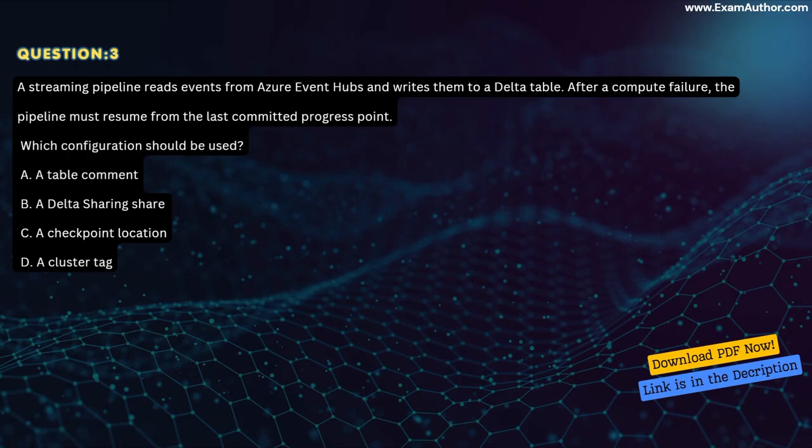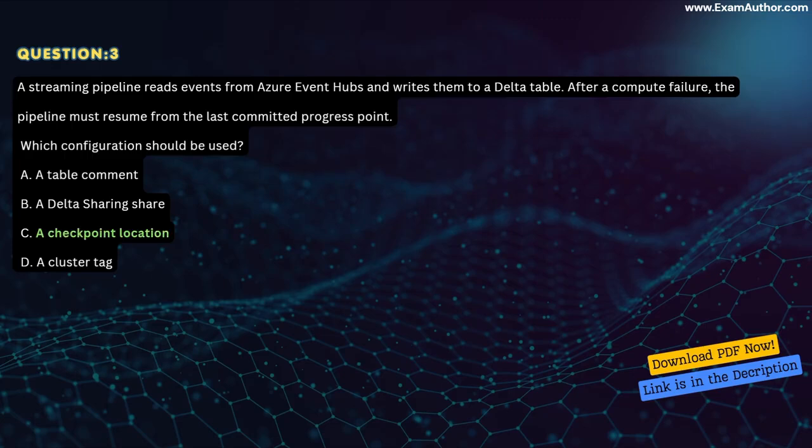Question 3. A streaming pipeline reads events from Azure Event Hubs and writes them to a Delta table. After a compute failure, the pipeline must resume from the last committed progress point. Which configuration should be used? A. A table comment. B. A Delta sharing share. C. A checkpoint location. D. A cluster tag.